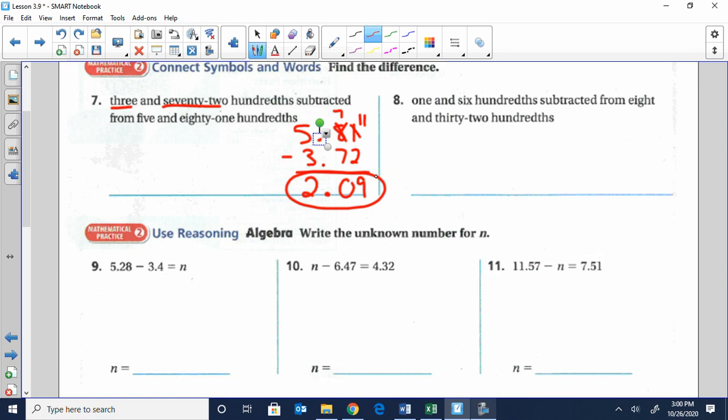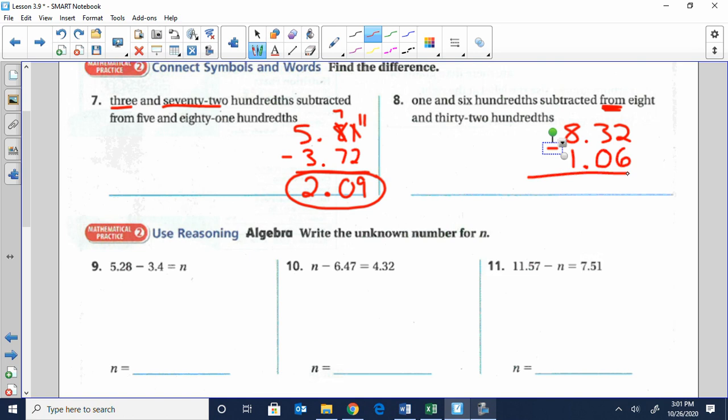On number 8, again, we're going to read this carefully because it does say subtracted from. 1 and 6 hundredths subtracted from 8 and 32 hundredths. So 8 and 32 hundredths is going to go first because we're going to subtract 1 and 6 hundredths away from that. So 1 and 6 hundredths. Remember, it's 1.06. The 6 has to be in the hundredths place. Then we're going to go ahead and subtract.